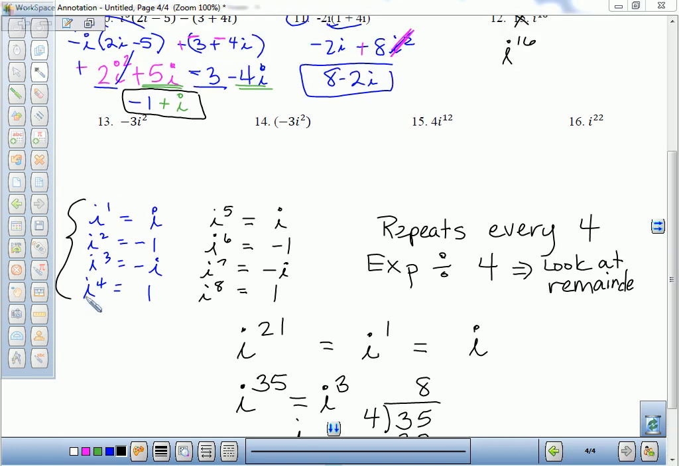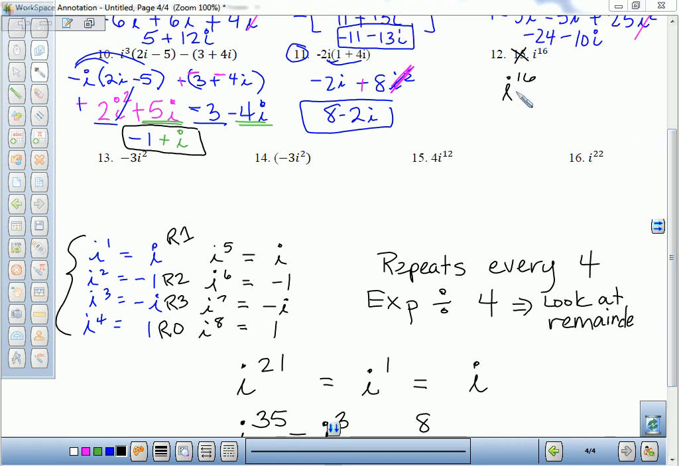Now, the cool part is, this is the answer if there's a remainder of 1. This is the answer when there's a remainder of 2. This is the answer when there's a remainder of 3. But if we're dividing by 4, there's never a remainder of 4. Because if it divides by 4, the remainder would be 0. So if we have no remainder, then it's like I to the 4th. Okay, so I to the 16th, 16 divides by 4 evenly, doesn't it? There's no remainder. So it's like I to the 4th, which is 1.